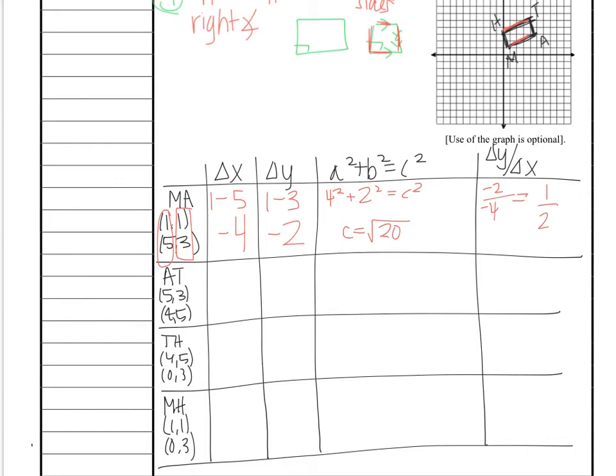Okay, so you're going to pause. You're going to work on the rest of this table, and then we can come and make conclusions together. So hit play when you are done with the table.